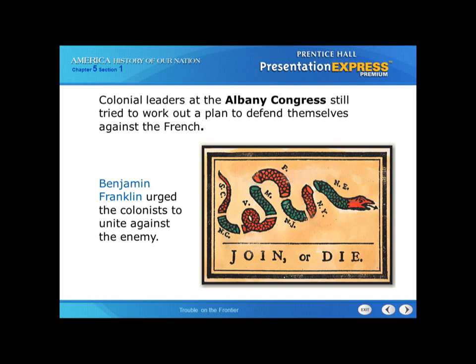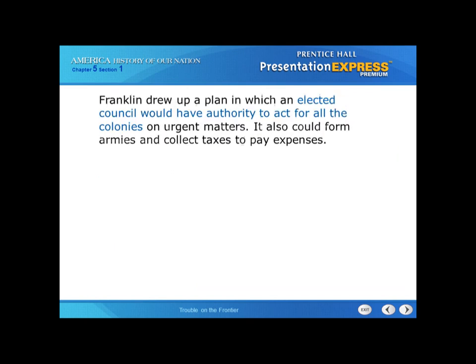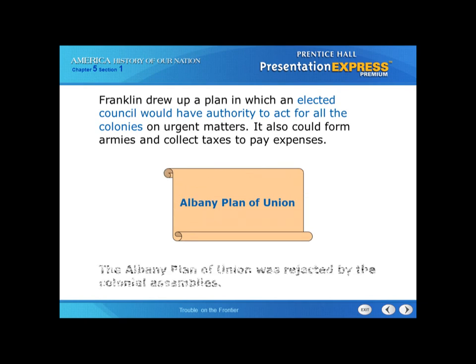But Franklin, he's urging the colonists to unite. This will fail. Again, Franklin drew up a plan in which an elected council will have authority to act for all the colonies in urgent matters. It also could form armies and collect taxes to pay expenses.